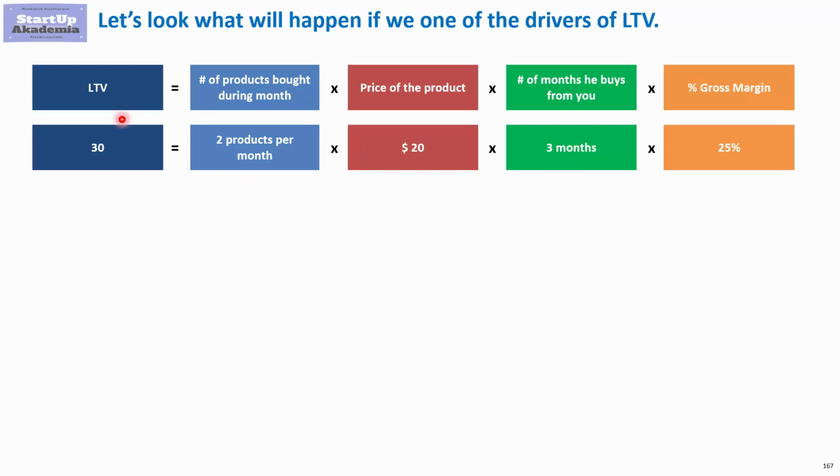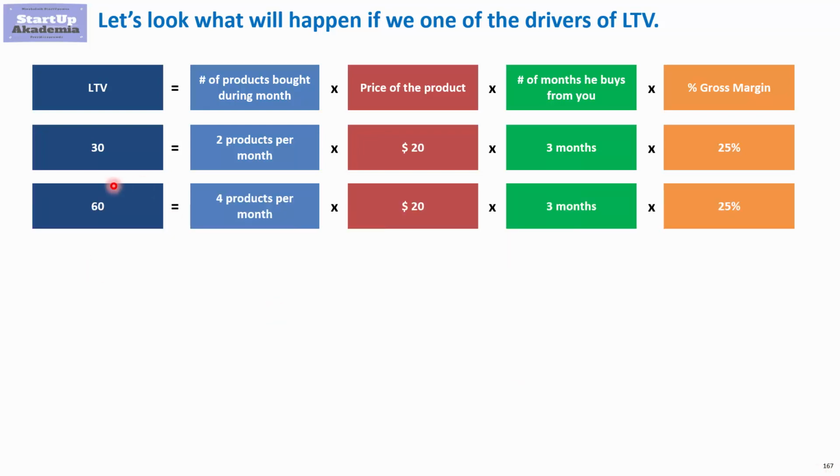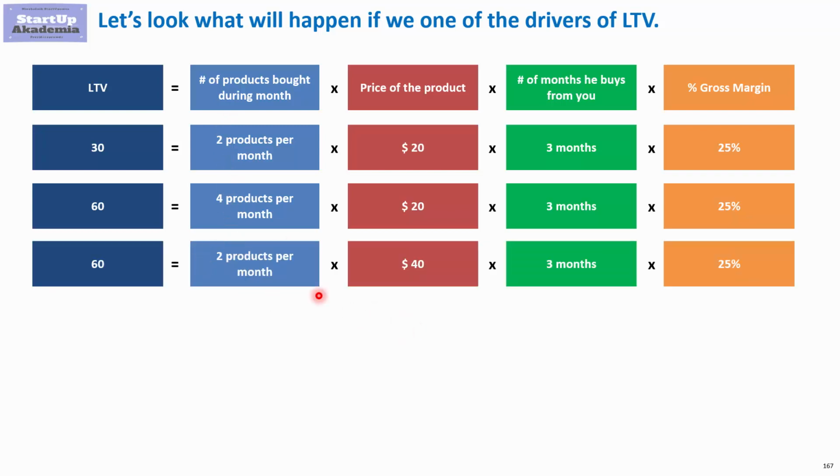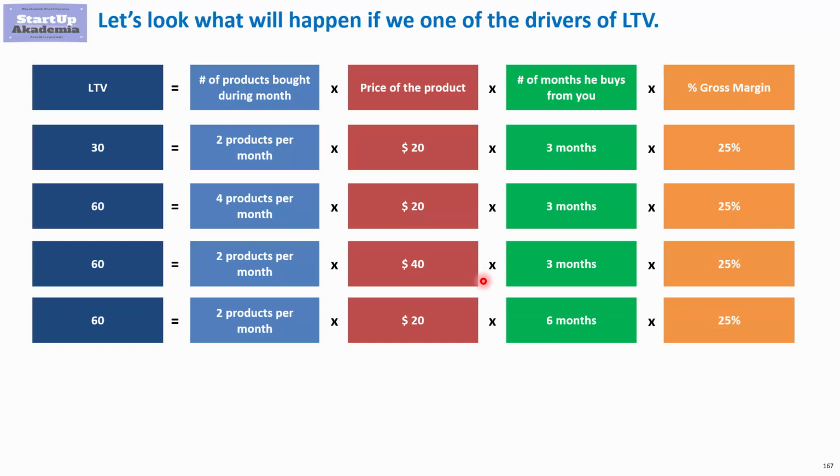Let's imagine we have the starting point, so the lifetime value of $30 that we have just calculated, and we can double the lifetime value from 30 to 60 by first of all convincing him to buy more products, so from 2 to 4. Another way to achieve the very same result is not to play with the number of products per month, but increase the price from 20 to 40. You can obviously also play with the length of his relationship with you. So if you convince him to stay not for 3 months, but for 6 months, we get the $60 of lifetime value without moving other parameters.